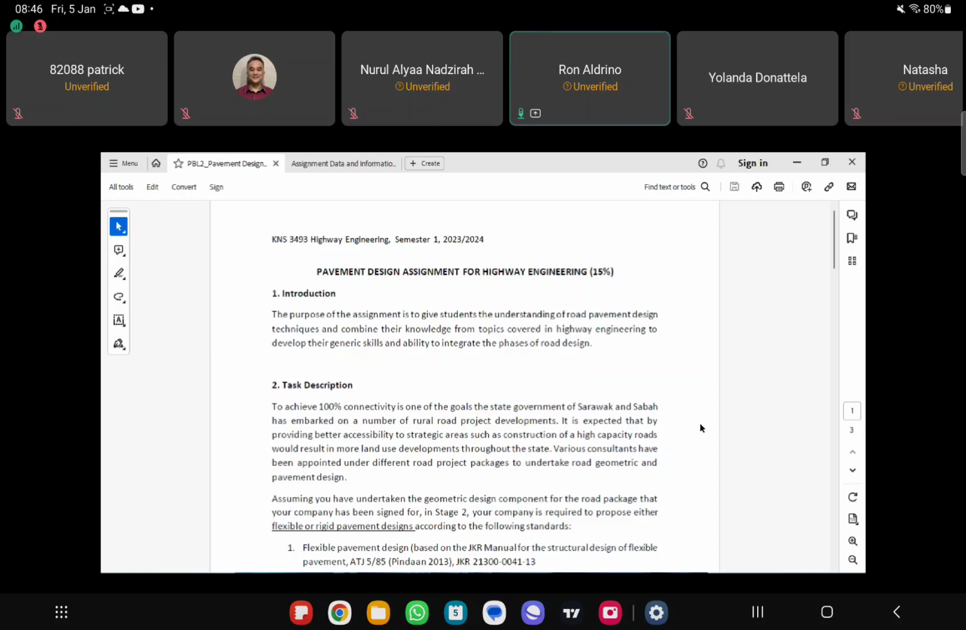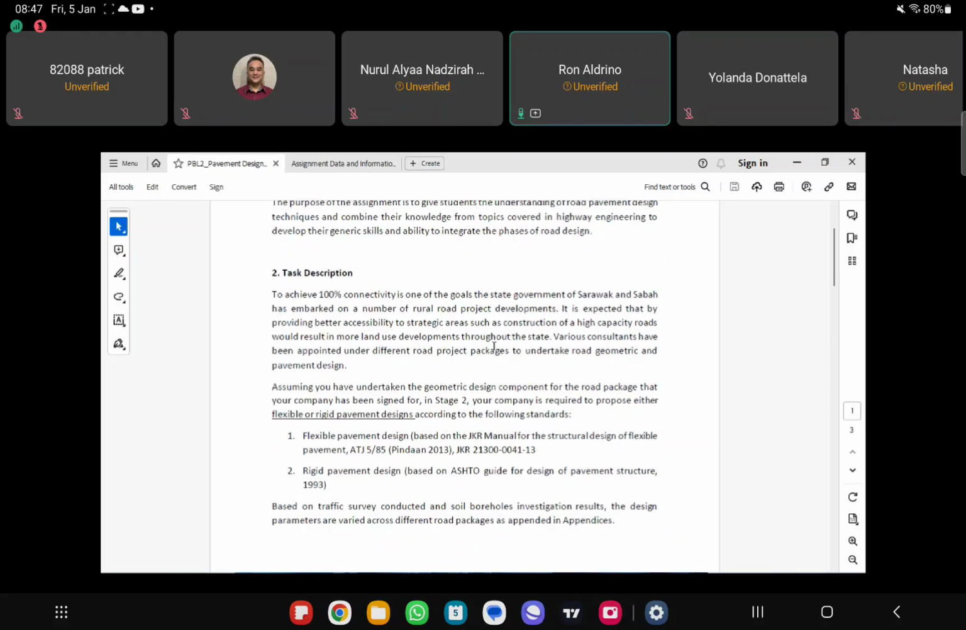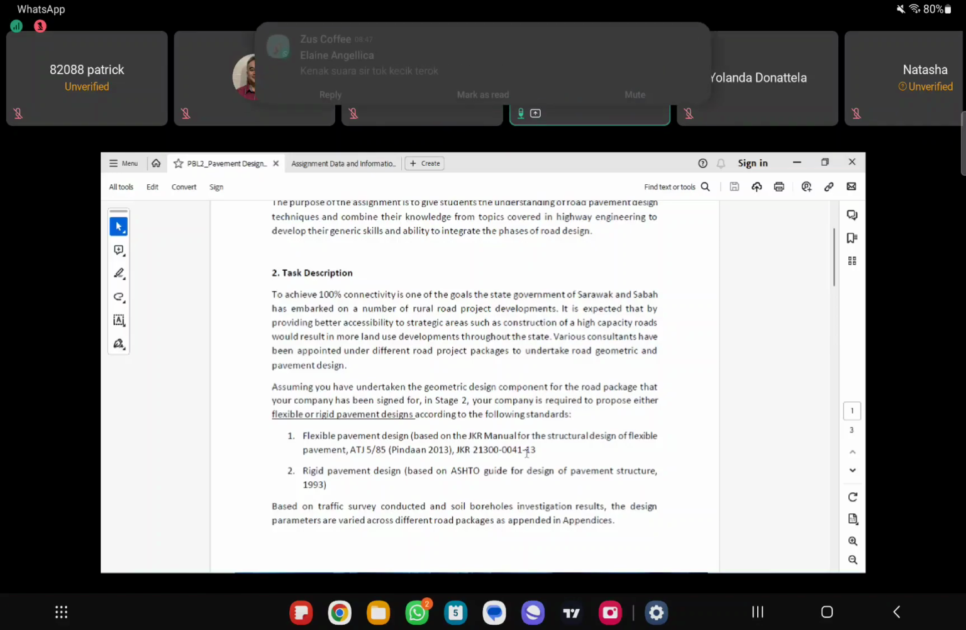So your task description is this. I won't elaborate further on the first sentences. Now the second paragraph says that, assuming you have undertaken the geometric design component for the road package that your company has been assigned, in stage 2 your company is required to propose either flexible or rigid pavement design according to the following standards. So you have two standards. One is the flexible pavement design, which is based on the JKR Manual for the Structural Design of Flexible Pavement, ATJ 5/85 in the 2013 edition.